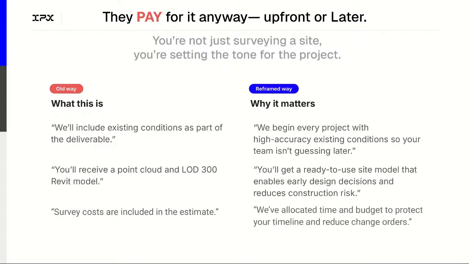As opposed to saying that, just say, we've allocated time and budget to protect your timeline and reduce change orders. Because sometimes what you just need to enter the conversation with is what's in it for them, as opposed to, hey, this is this line item, et cetera. Because if it's not well positioned enough, even though you understand the value of it, if you're not framing it from the very get-go, then they might just see it as an expense that can be taken off.